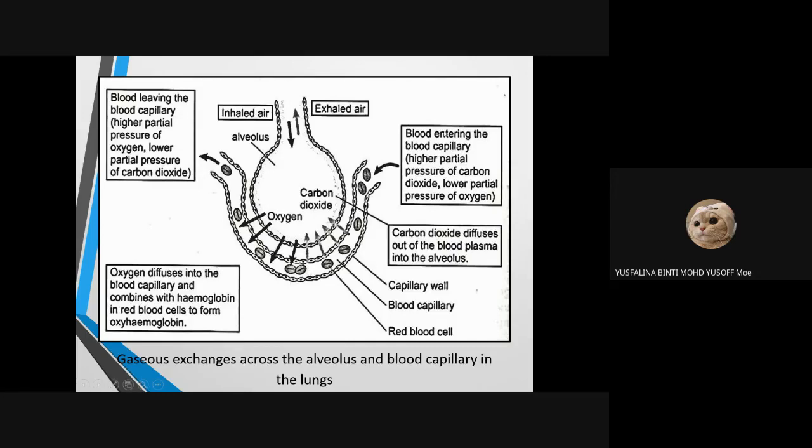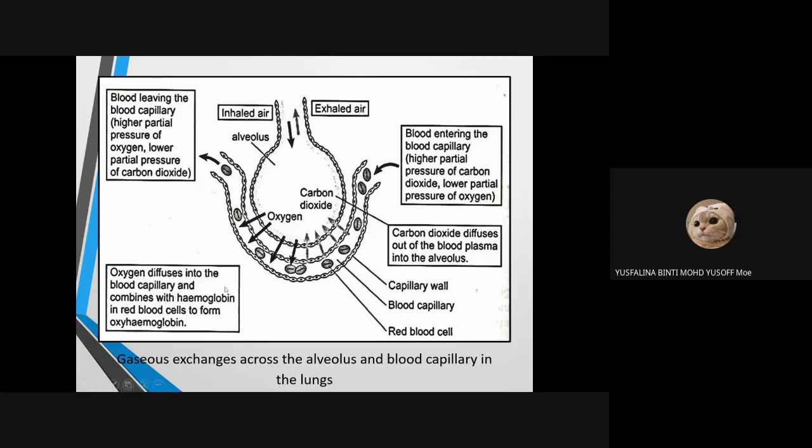So the first one, the blood entering the blood capillary has a high concentration of carbon dioxide. The carbon dioxide will diffuse into the alveolus, and the oxygen will diffuse into the red blood cell. Now the blood has a high concentration of oxygen because it has already exchanged the gas here. Then it will travel to the heart, and the heart will pump it to our whole body system to give the oxygen.